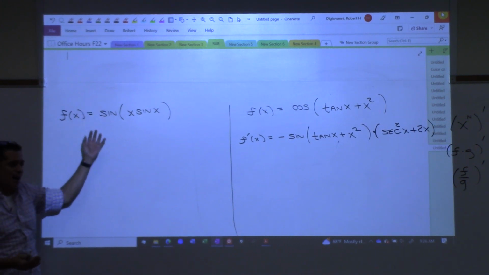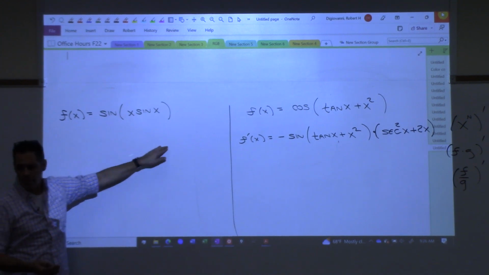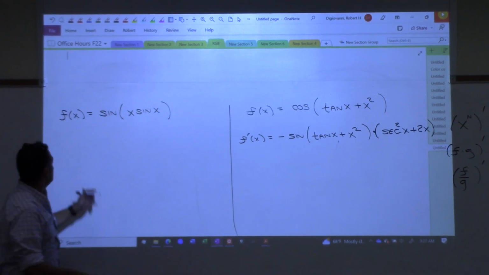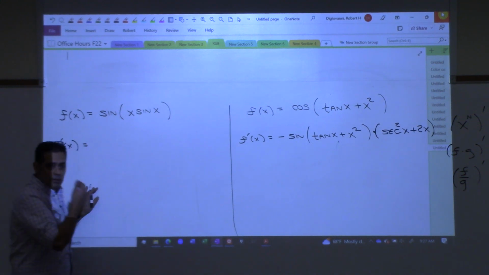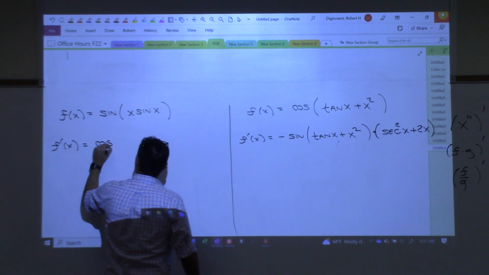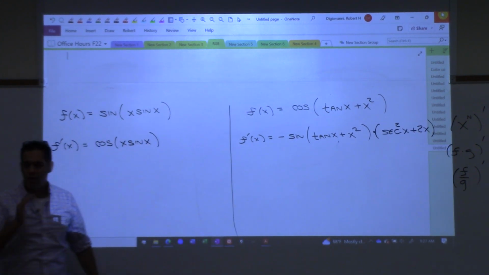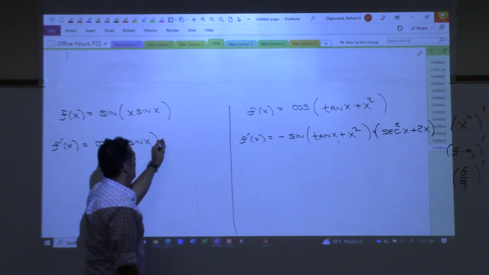So we need to start with the outer layer, take its derivative, don't touch the inner layer, then multiply that times the derivative of the inner layer, right? Okay, who wants to start us out with the first part of this? Let's see, go ahead. Cosine of x sine x. Said perfectly. That's exactly the way you say that. Cosine of x sine x. All right. Times, okay.